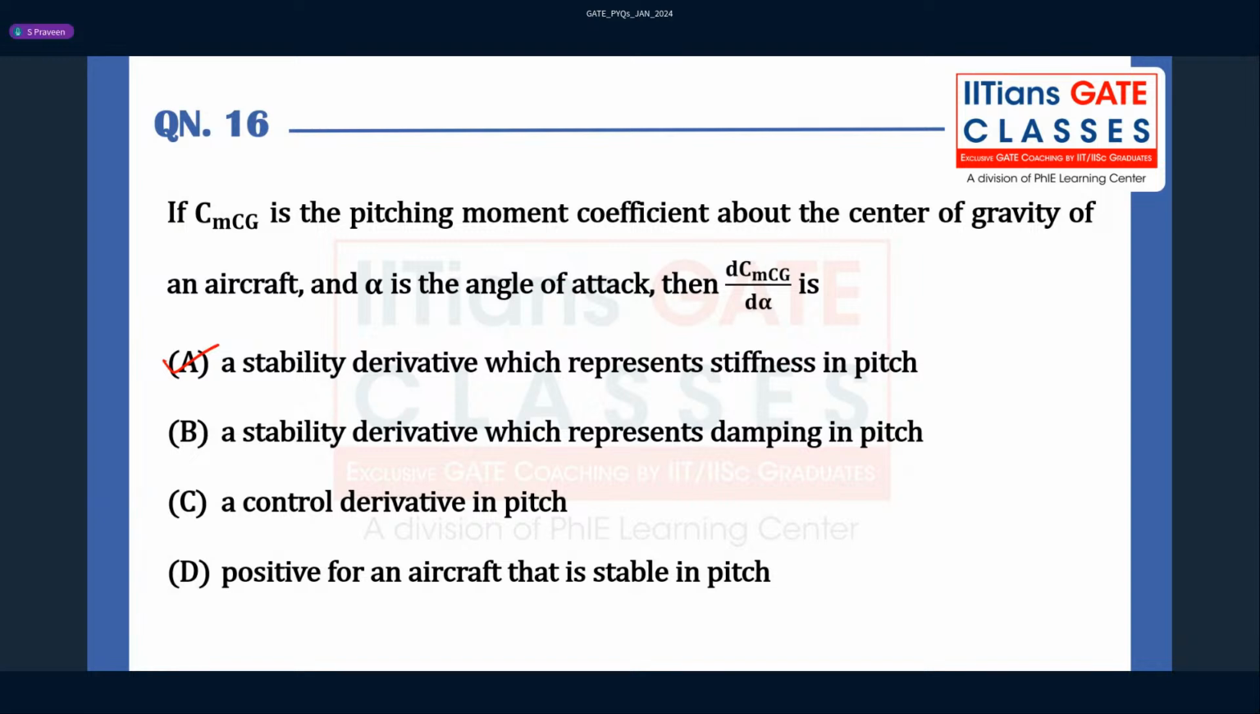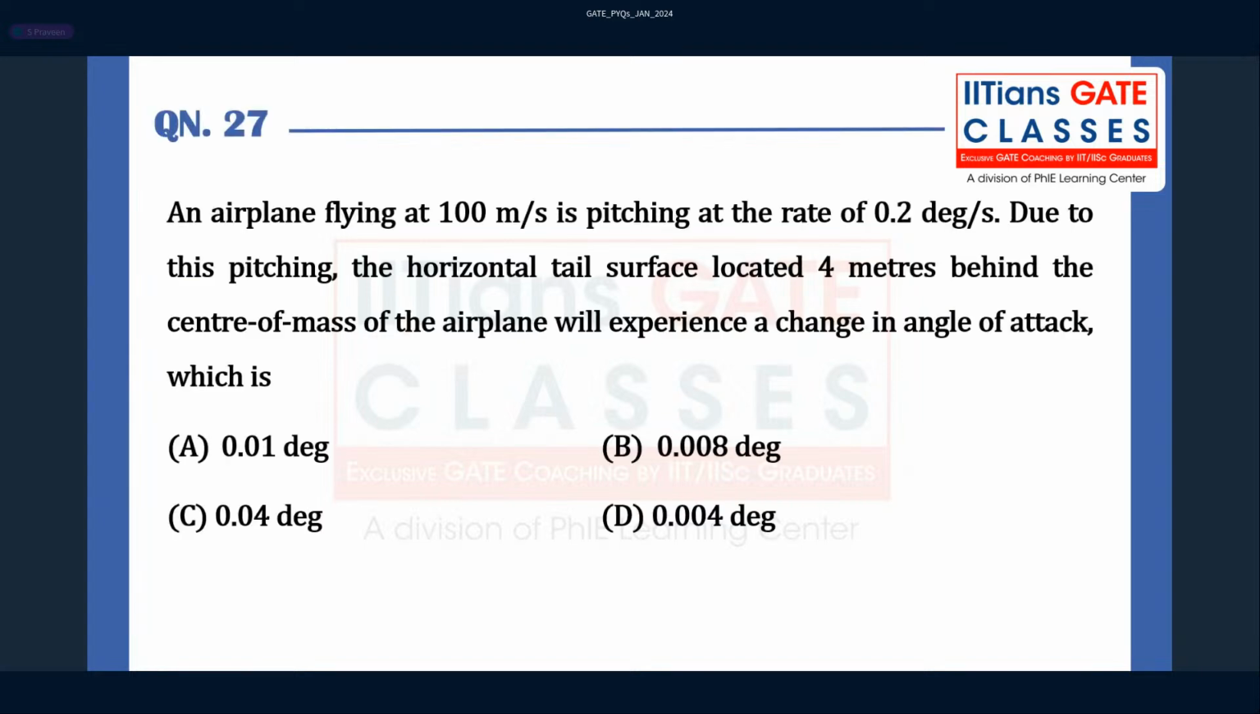Right, so let's go on to the next question. Airplane flying at 100 meter per second is pitching at the rate of 0.2 degrees per second. Due to this pitching, the horizontal tail surface, located 4 meters behind the center of mass of the airplane, will experience a change in angle of attack, which is, so we have four options: 0.01 degree, 0.008 degree, 0.04 degree, and 0.004 degree.